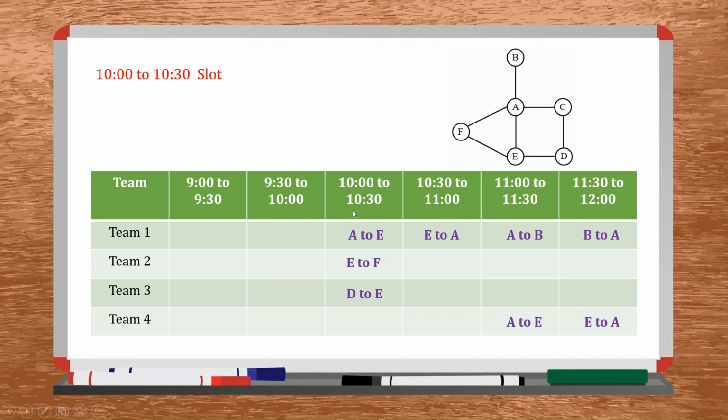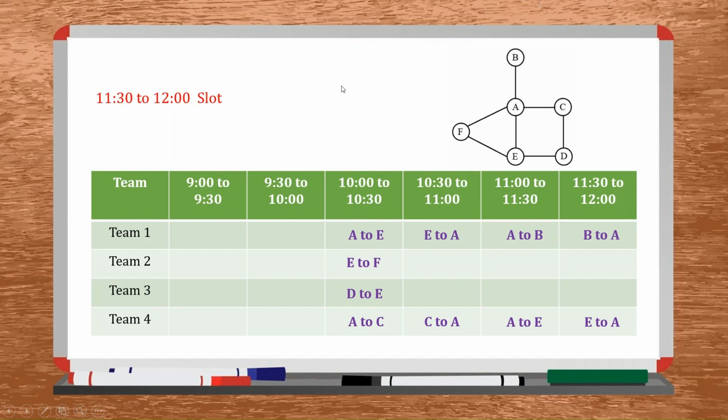But between 10 and 10:30, the A to E path is already occupied by another team. Hence, team 4 will have to travel from A to C in the 10 to 10:30 slot and then back from C to A in the 10:30 to 11 slot so as to reach A at 11. So let's put that information as well. Now I have already filled the 10 to 10:30 slot.